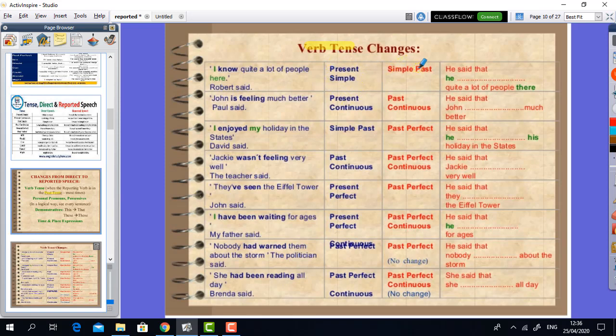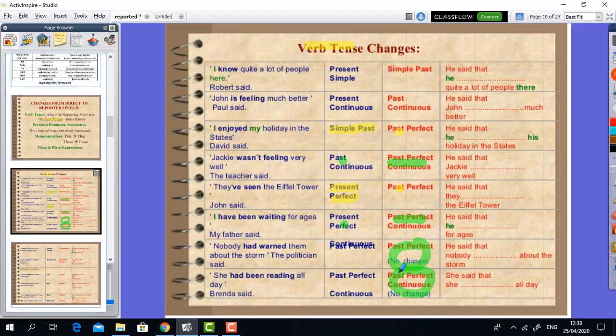The present simple will be replaced by the simple past. The present continuous will be replaced by the past continuous. The simple past, and the present perfect are both replaced by the past perfect. The past continuous and the present perfect continuous are both replaced by the past perfect continuous. The past perfect and the past perfect continuous don't change. We keep the same tense.